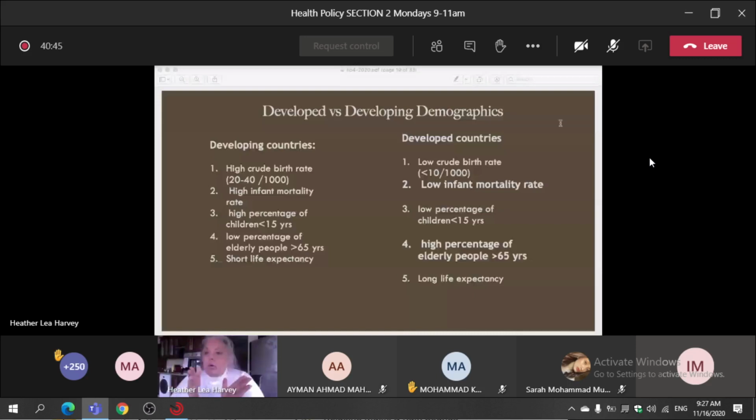When we look at developed countries, we have a low birth rate, less than 10 per 1,000. We have low infant mortality rates. We have a lower percentage of child dependency, but we have a higher percentage of the elderly dependent. And that's because we have what? A longer life expectancy. Okay? I've already explained zero population.